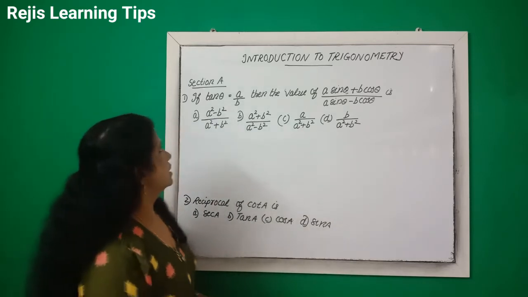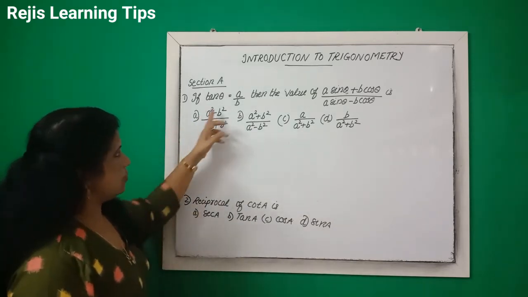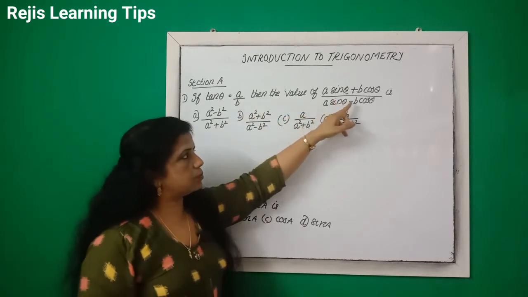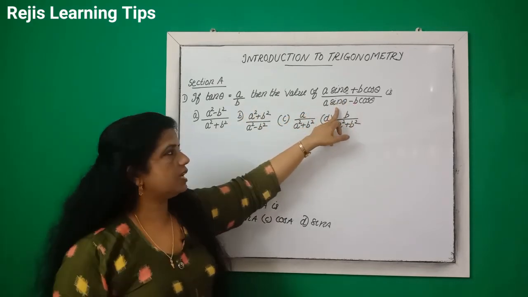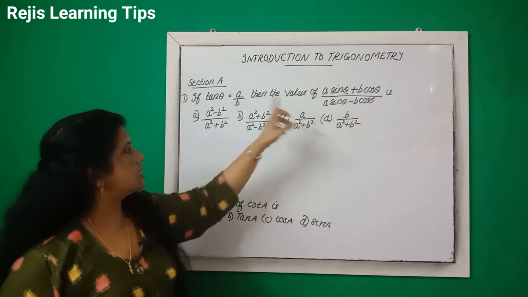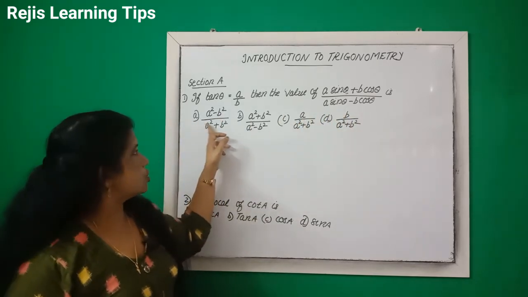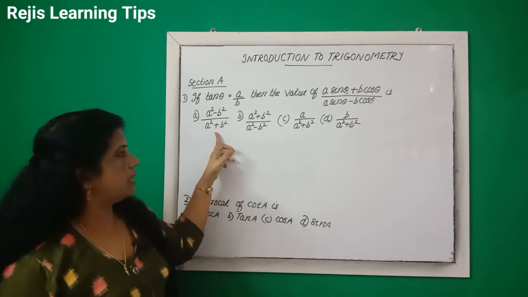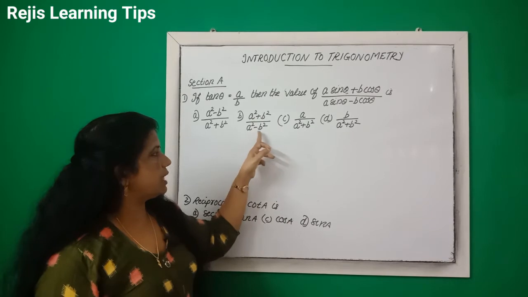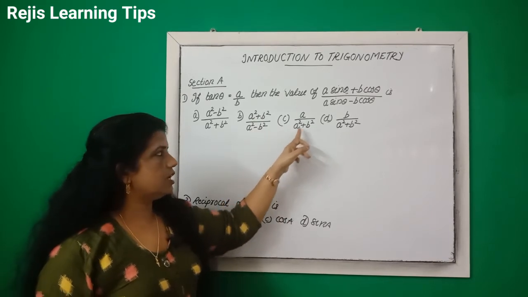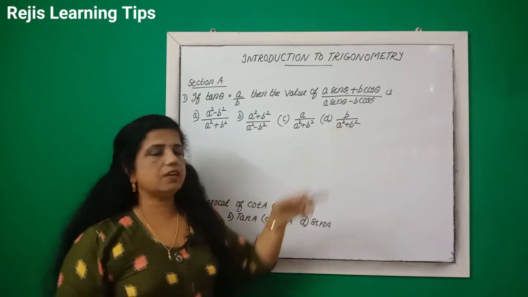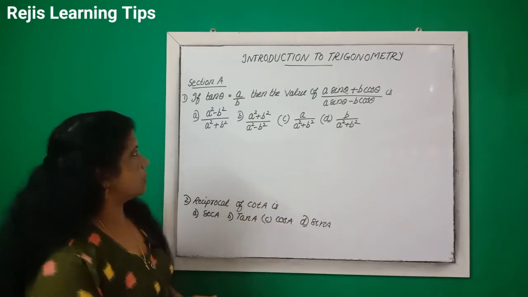Section A. First question: if tan theta is equal to A by B, then the value of (A sin theta plus B cos theta) divided by (A sin theta minus B cos theta) is: A, (A square minus B square) divided by (A square plus B square); B, (A square plus B square) divided by (A square minus B square); C, A divided by (A square plus B square); D, B divided by (A square plus B square).